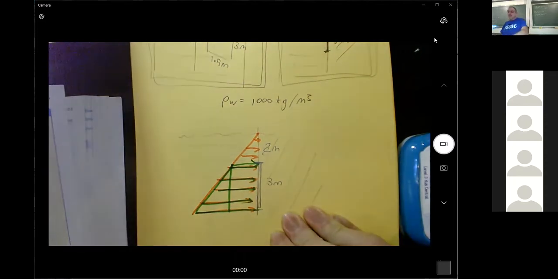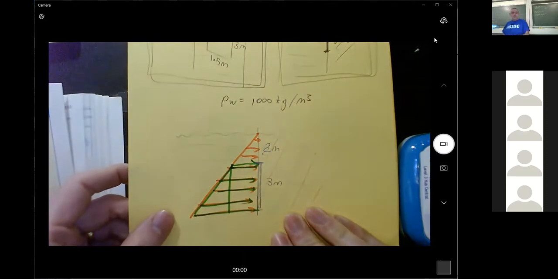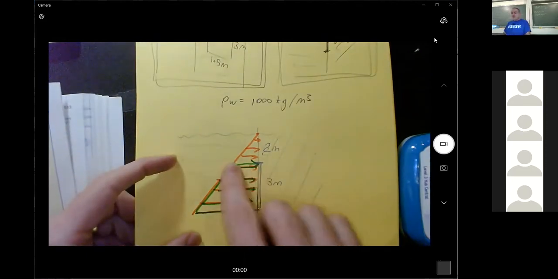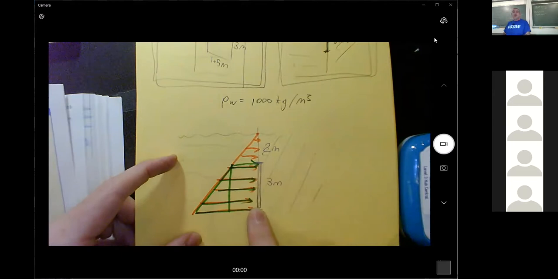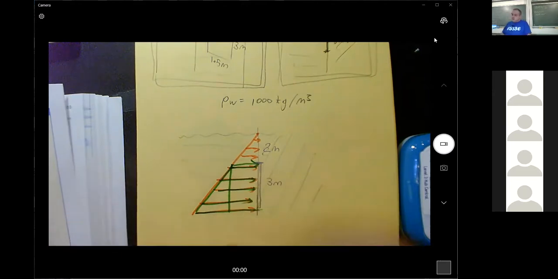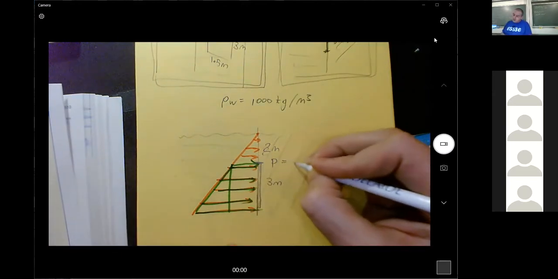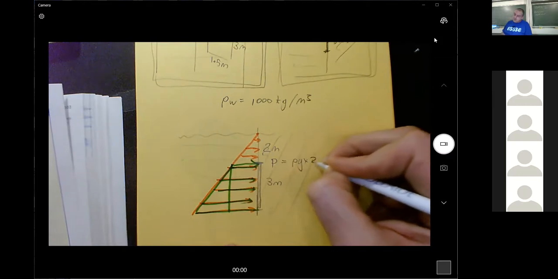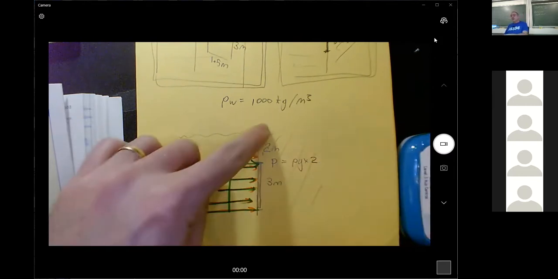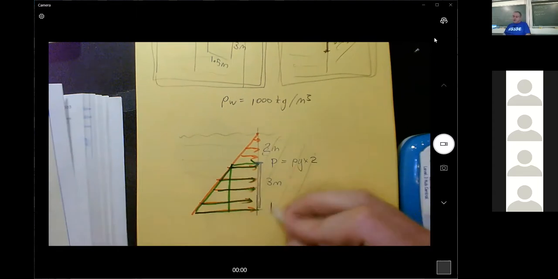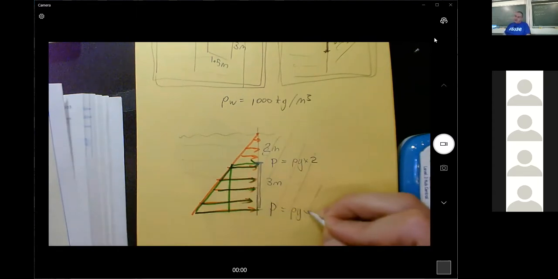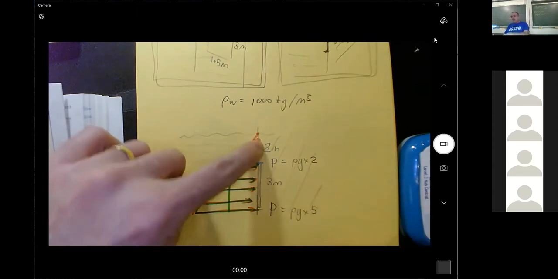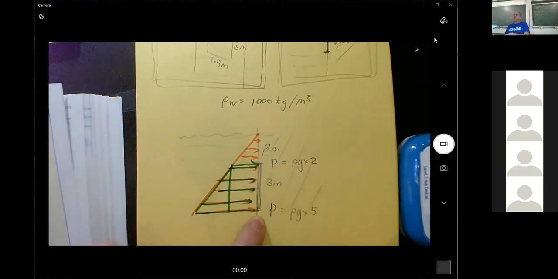Okay, so that's what I'm going to do. That's going to require me to figure out what the pressure is here and what the pressure is here. So the pressure here will be rho G times 2 because it's 2 meters deep. And the pressure here will be rho G times 5 because it's 5 meters deep to get to that spot.